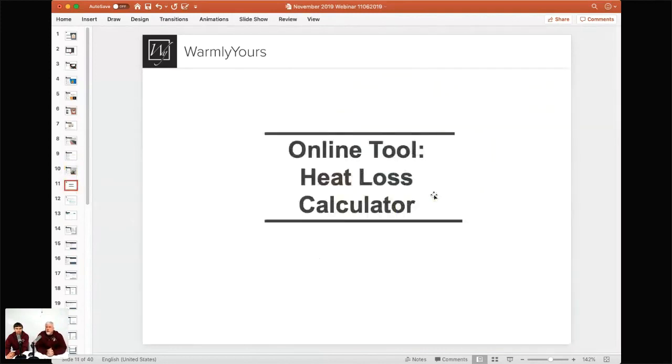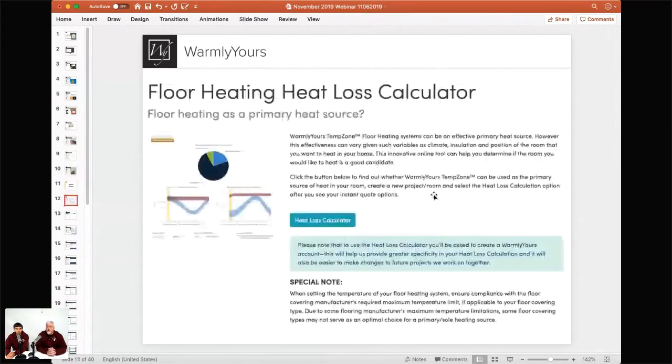So let's take a look at this magical thing we call the heat loss calculator. This is the first step to finding out whether the heat in your room can act as a sole source of heat. So explain to me what's going on here. So first of all, you can always find that page. That's our floor heating heat loss calculator. It's available online on WarmlyYours.com. So any moment you have time today, tomorrow, or next week after the webinar, feel free to stop by. You always have access to that, but that's where it all starts.